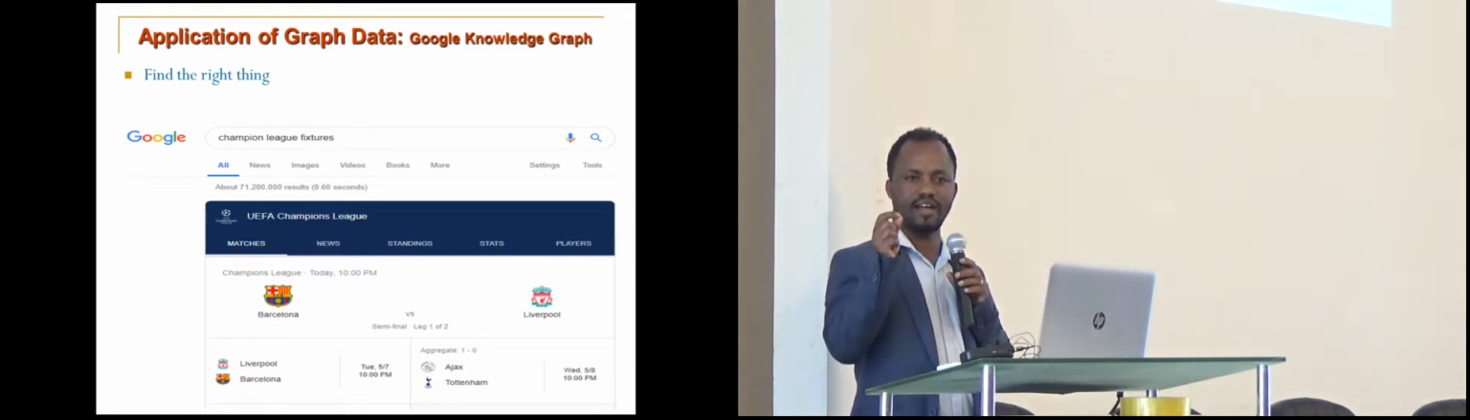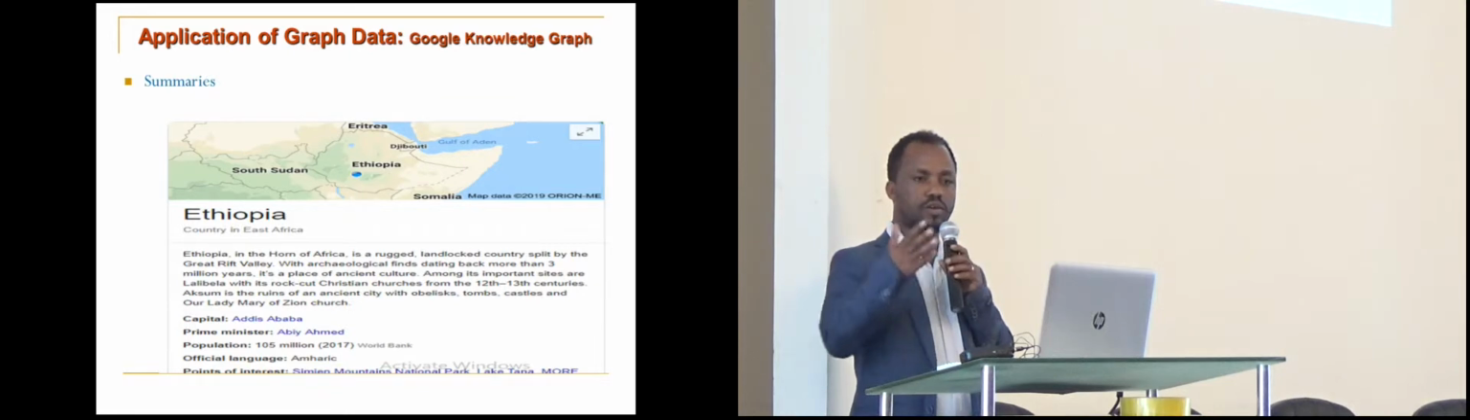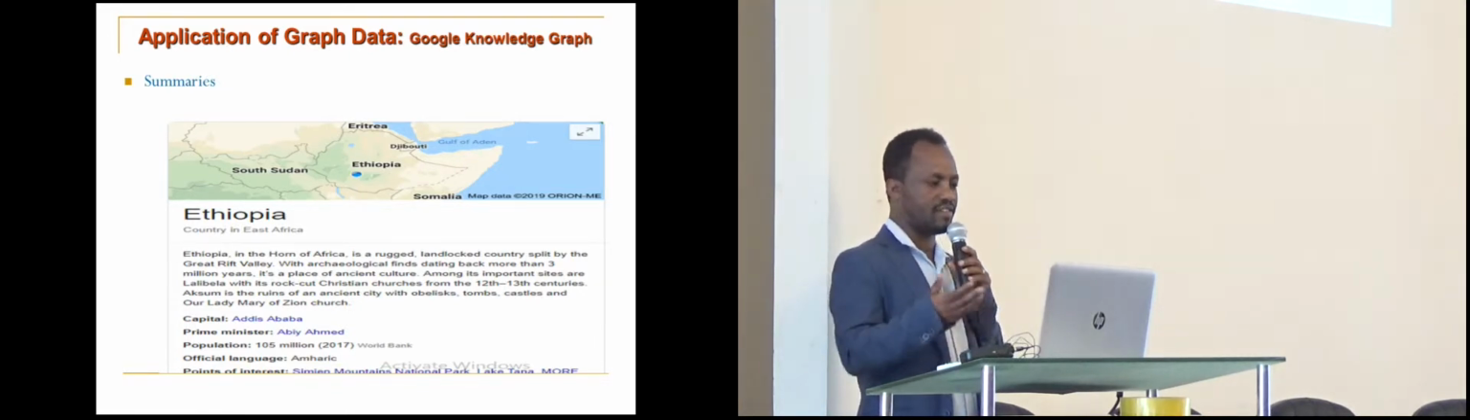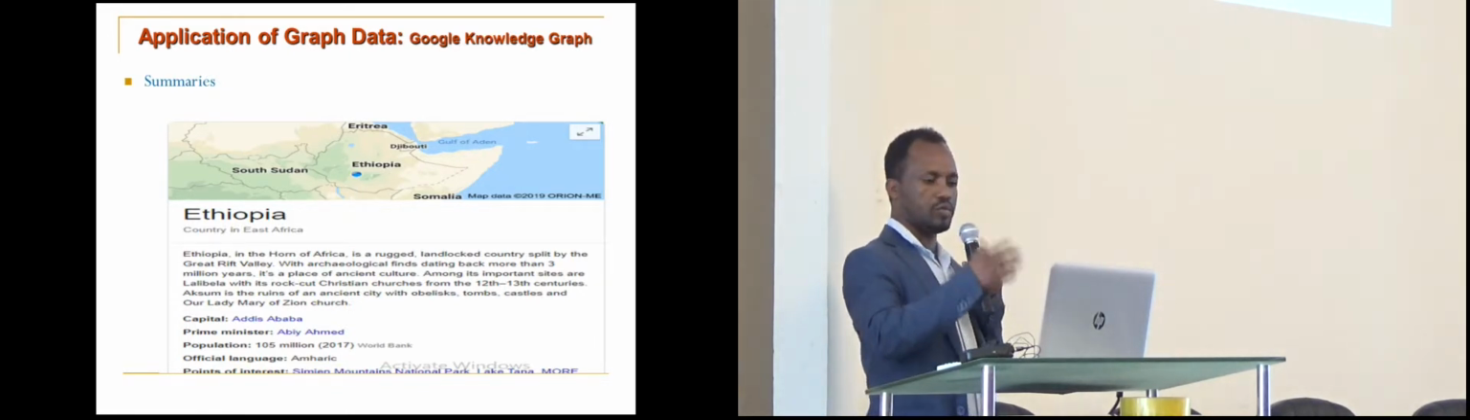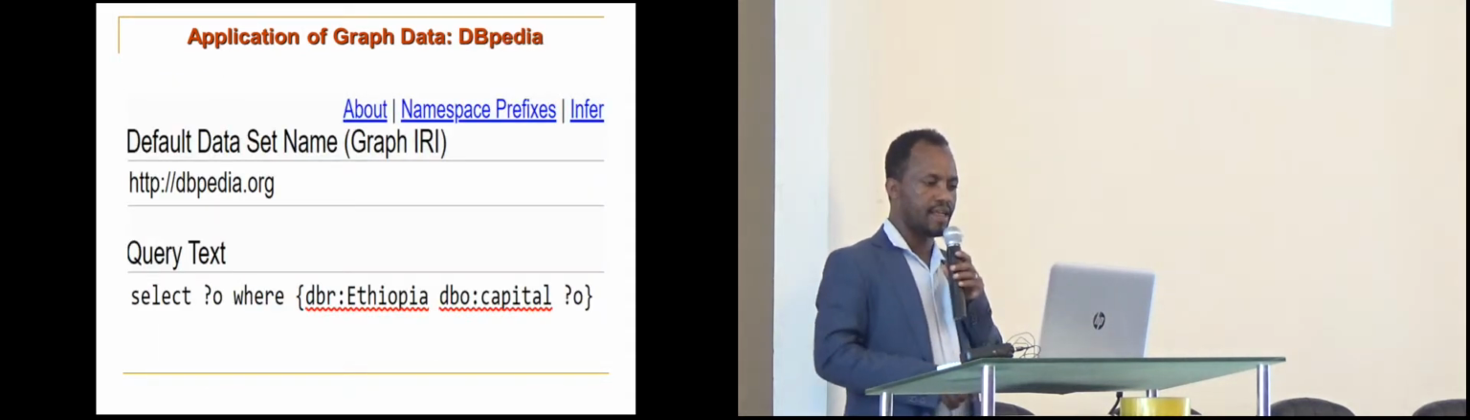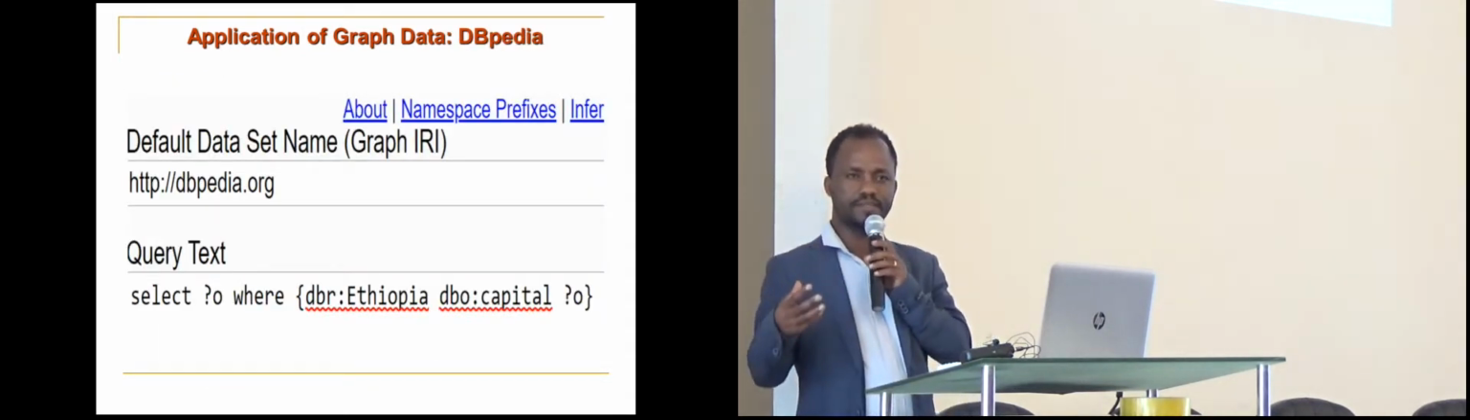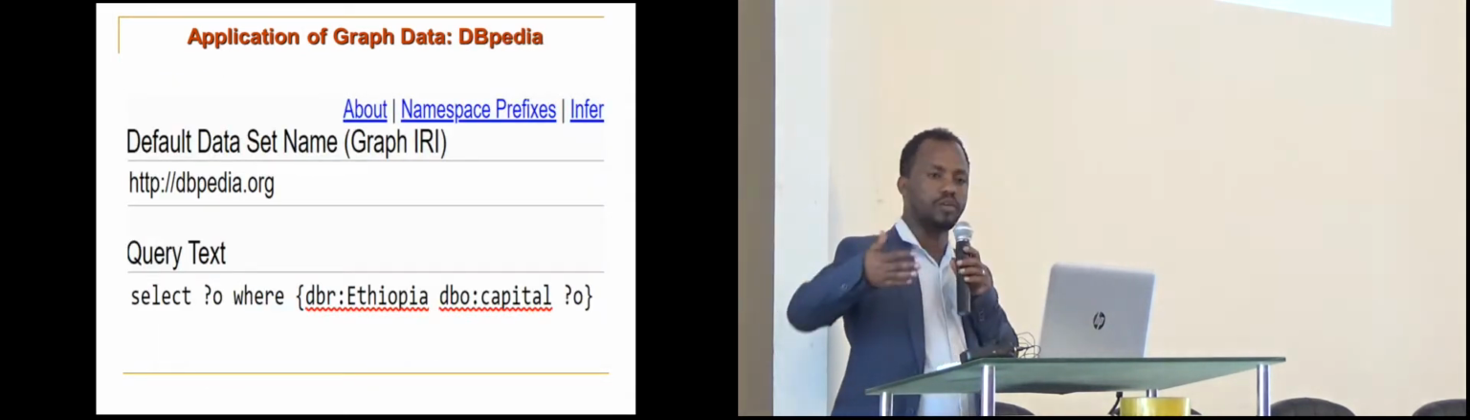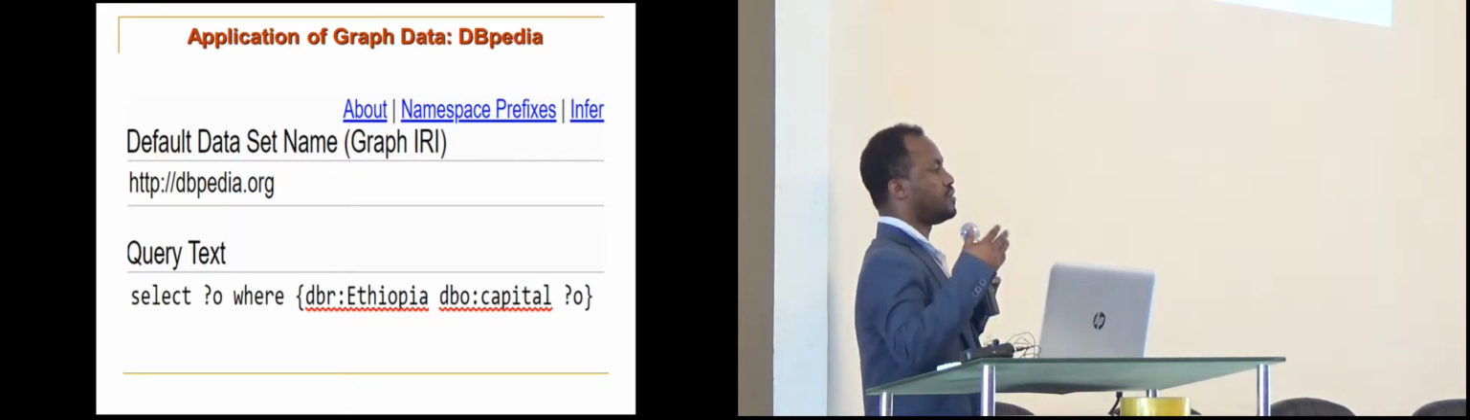If I write a query about Champions League, I can extract an answer from the source because it is extracted from the knowledge graph. I can also get summaries and facts about some entity because of the knowledge graph. I can even use endpoints. For example, there is a DBpedia endpoint.